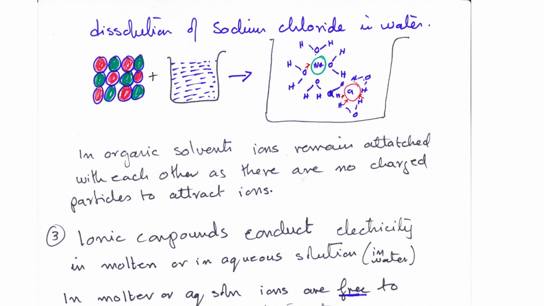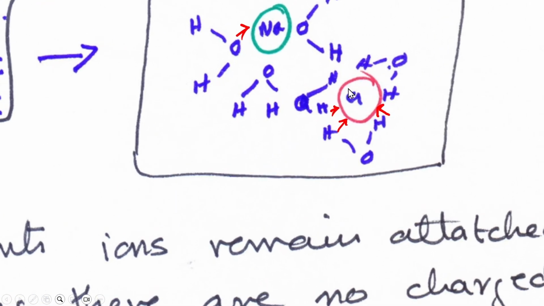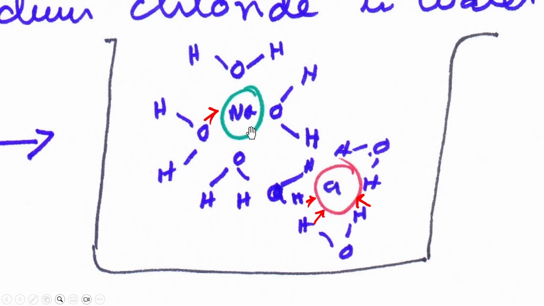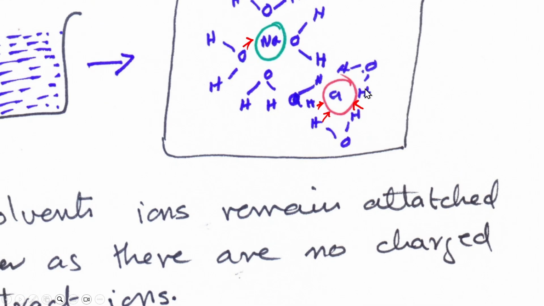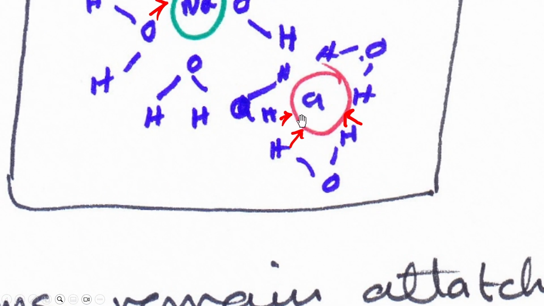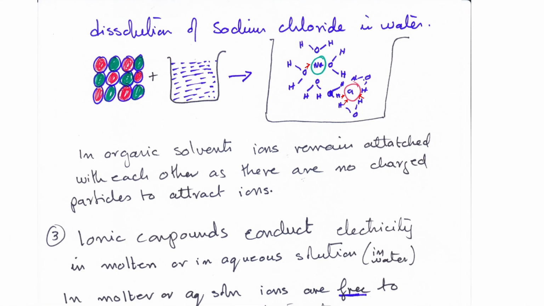Now, one thing to be mentioned here is the partial charges. Oxygen has a partial negative charge, so it will attract sodium ions, and hydrogen has a partial positive charge, so it will attract chloride ions. In organic solvents, ions remain attached to each other as there are no charged particles to attract ions.